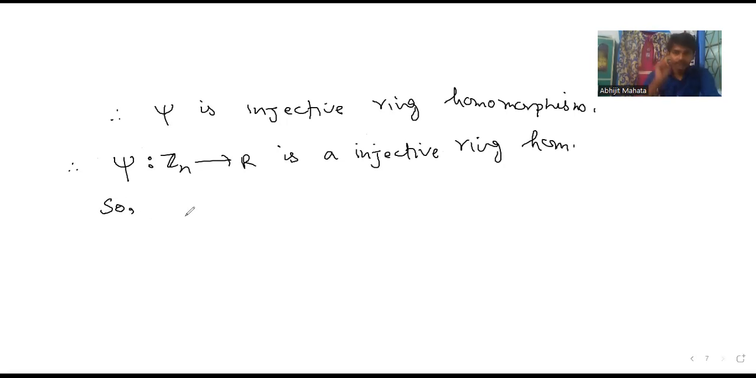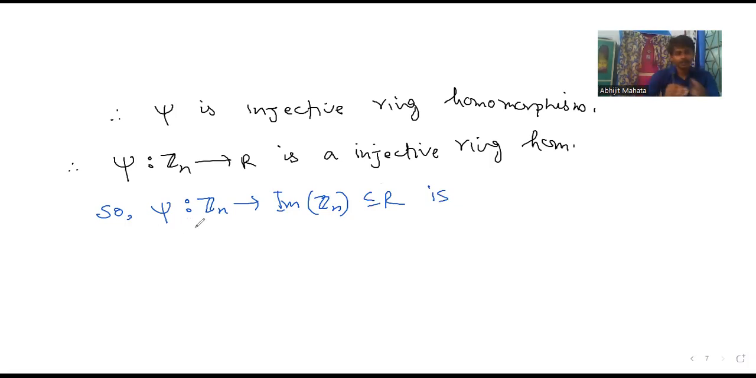So now take the image. Now we are considering the image. You can write it like this: psi from Zn to the image, or you can say the range set of Zn, which is a subset of R. Now psi from Zn to the image of Zn is an isomorphism, of course, a ring isomorphism.